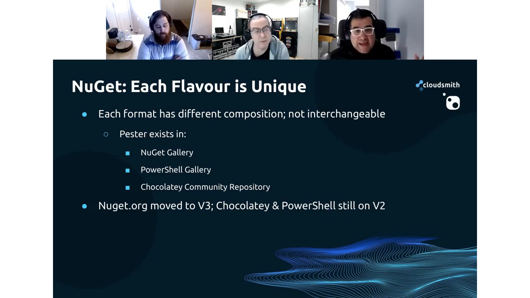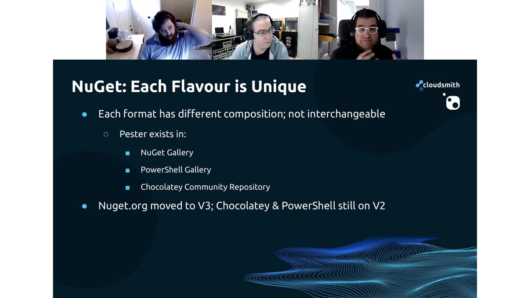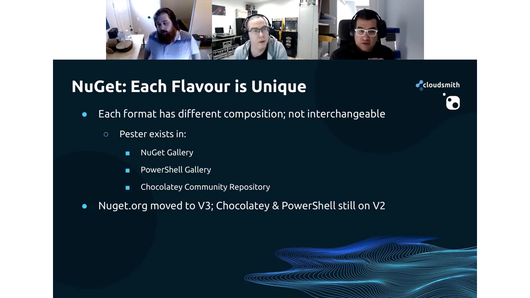And Pester is the great example for this. It actually exists. Pester is a testing framework for PowerShell, for those who don't know, and Pester exists in the NuGet gallery, NuGet.org, the PowerShell gallery, and the Chocolatey community repository. All three places, but it's not interoperable, right? Each package is packaged a little bit differently as far as NuGet packages go, in a different format. So that's where the complexity comes in, and some of the challenges around using different kinds of feeds, right?